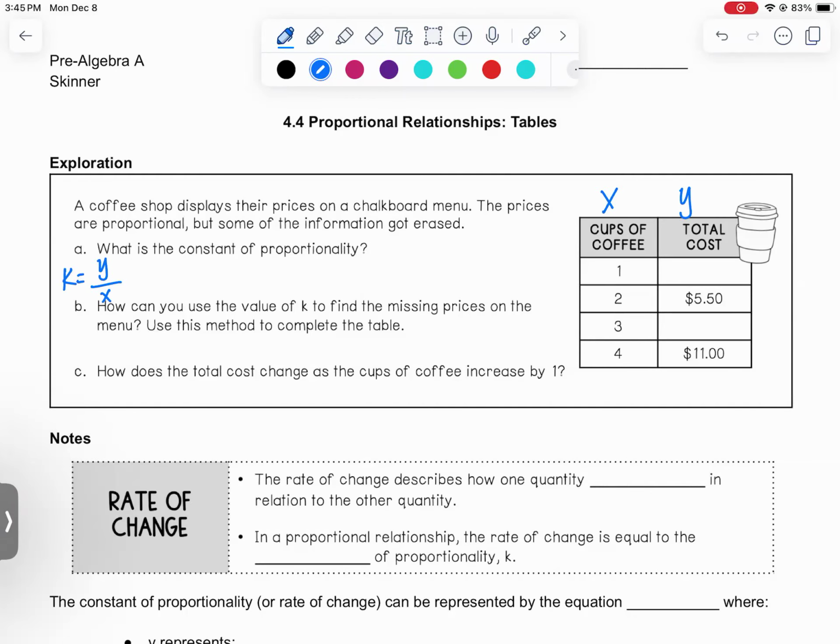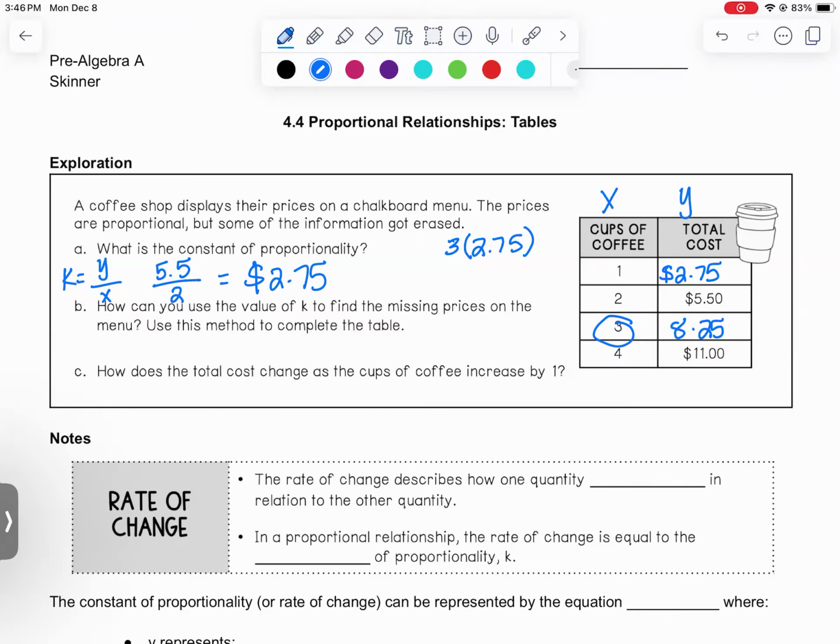To start, we are going to do 5.5 divided by 2. When I do 5.5 divided by 2, I get $2.75. So k is $2.75. That means for 1 cup of coffee, they're paying $2.75. If I get 3 cups of coffee, I would do 3 times 2.75. That would be 8.25. All right?